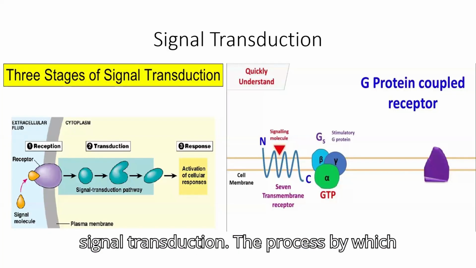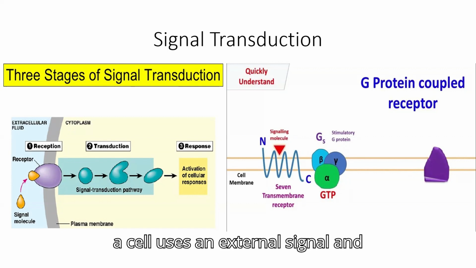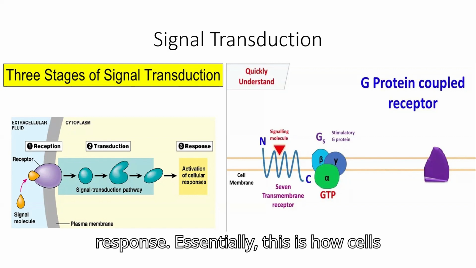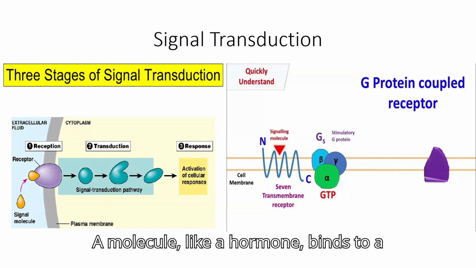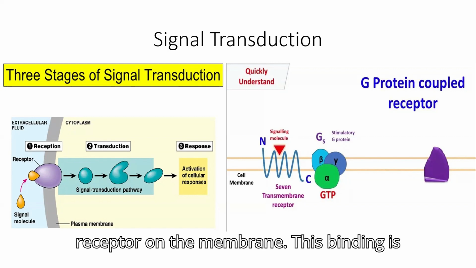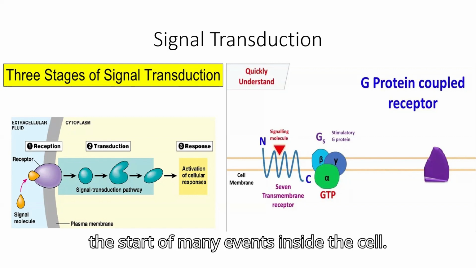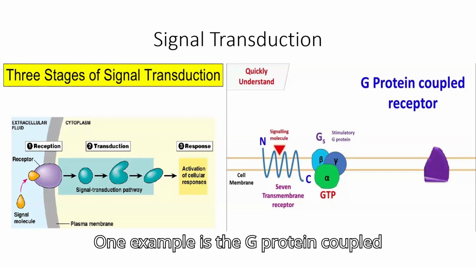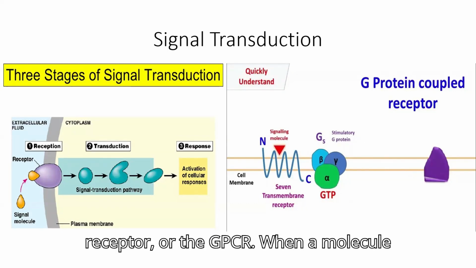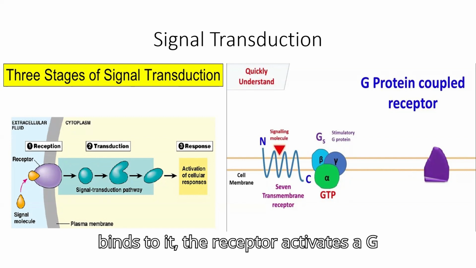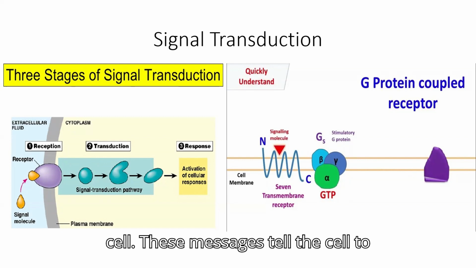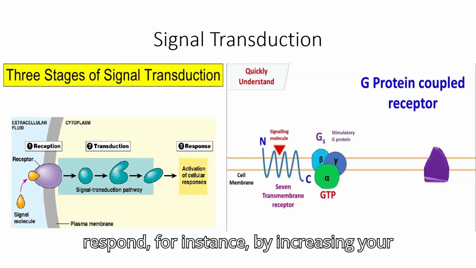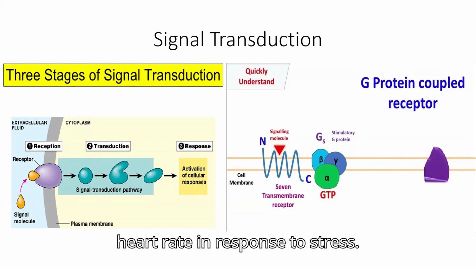Finally, let's look at signal transduction, the process by which a cell uses an external signal and converts it into a specific internal response. Essentially, this is how cells talk to each other. Here's how it works. A molecule, like a hormone, binds to a receptor on the membrane. This binding is the start of many events inside the cell. One example is the G protein coupled receptor, or the GPCR. When a molecule binds to it, the receptor activates a G protein, which then sends messages to the cell. These messages tell the cell to respond, for instance, by increasing your heart rate in response to stress.